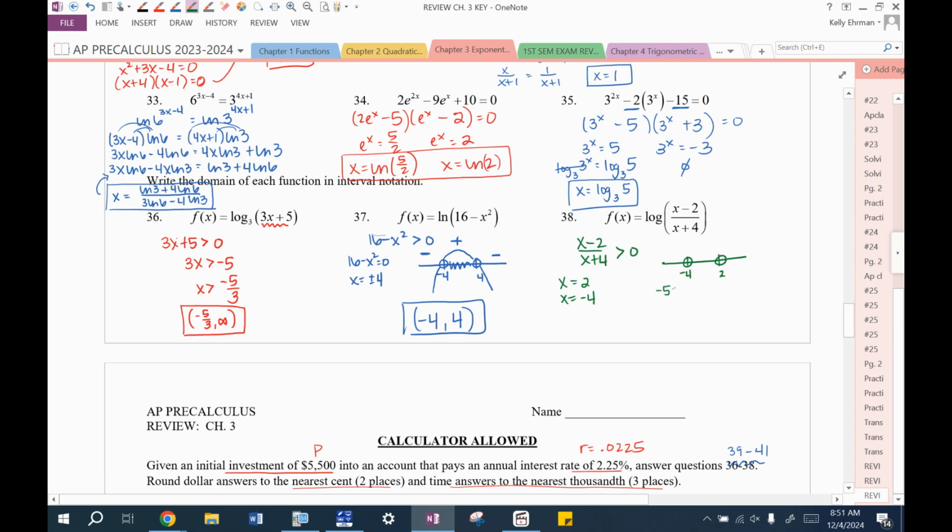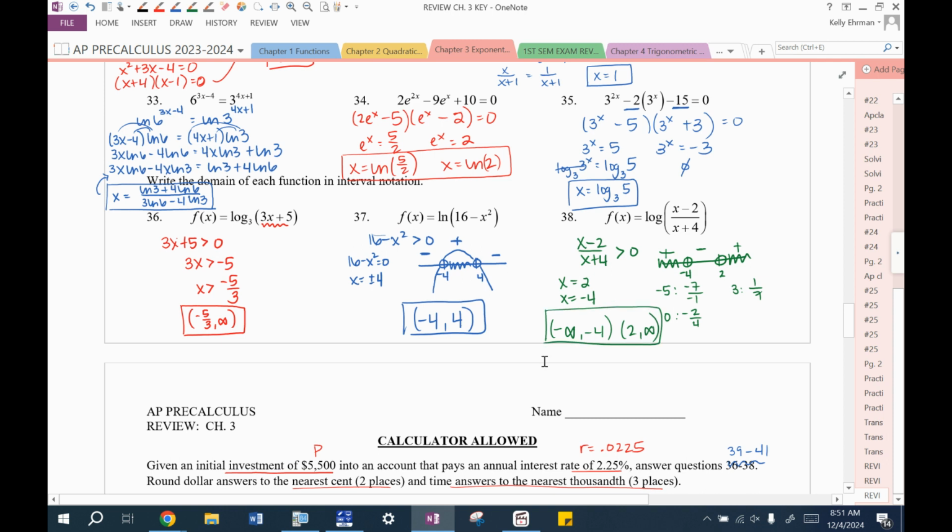So if I plug in negative 5, I get negative 7 on top. I get negative 1 on the bottom. That divides out to positive 7. If I plug in 0, I get negative 2 over 4. That's negative. If I plug in 3, I get 1 over 7. Positive. We want the positives. So this domain is negative infinity to negative 4 and 2 to infinity.